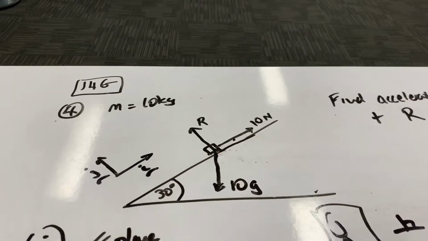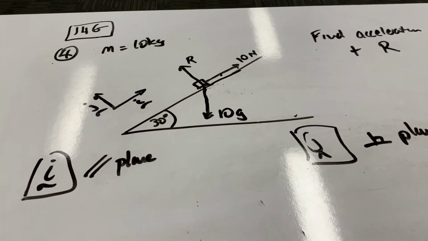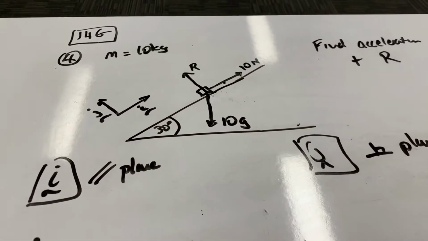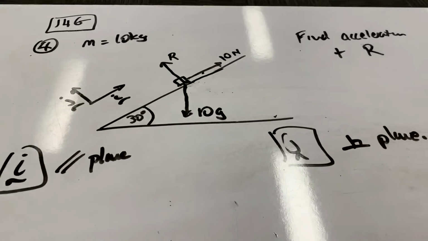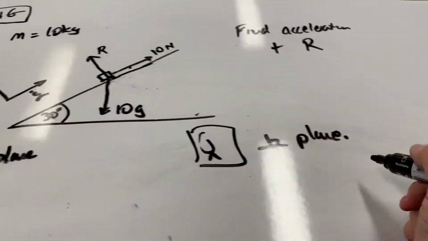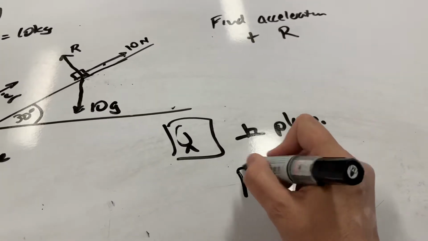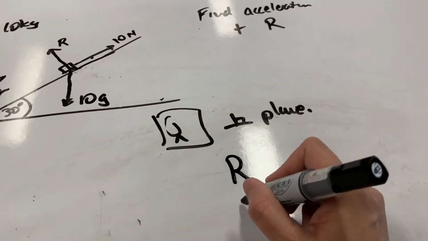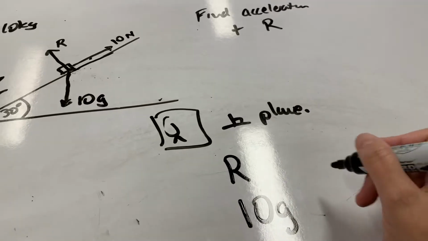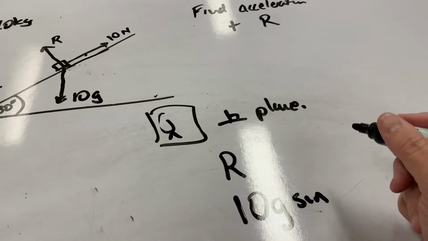Now, we can start horizontally or we can go vertically. No, not horizontally, but in the I direction or the J direction. Okay, so I direction, J direction. Let's do J direction. I always like starting with J direction. In the J direction, we've got R, and then we also have 10G. Now, it's always sine when we're in the J direction.